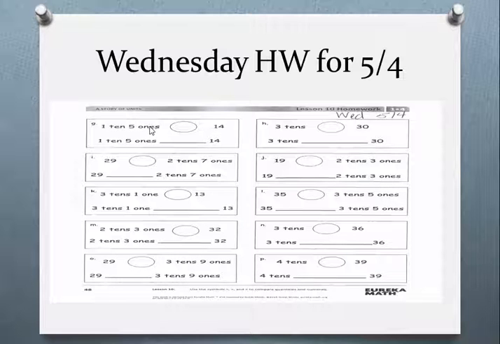So 1 ten and 5 ones is 15. So 15 is greater than 14. Therefore, the alligator mouth should be open to 15. And then you also should be writing here 1 ten and 5 ones is greater than 14. Please do the others in the same manner.